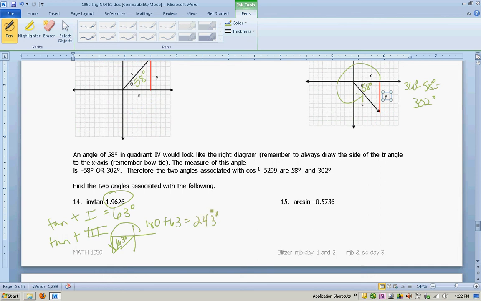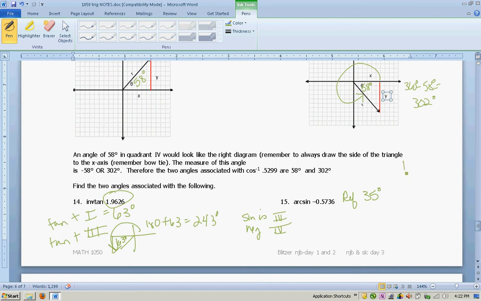Okay, the next one, sine and a negative value. Well, the first thing I'm going to do is I'm going to find out that the arc sine of negative 0.5736 is a 35-degree reference angle. So sine is negative in quadrants 3 and 4.